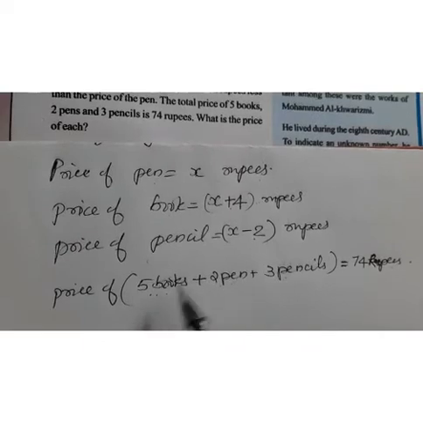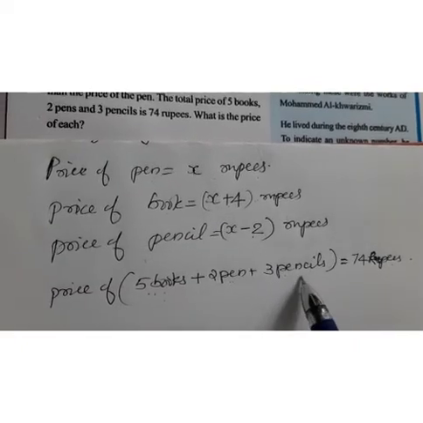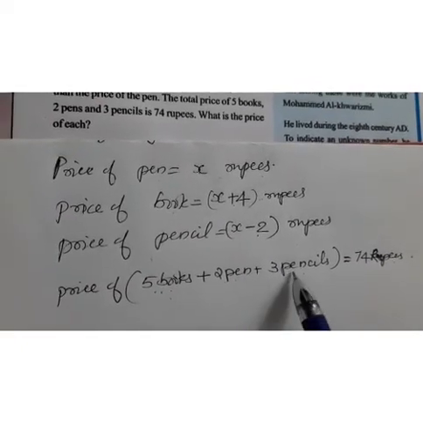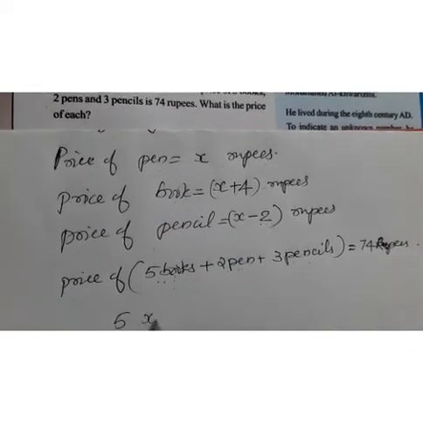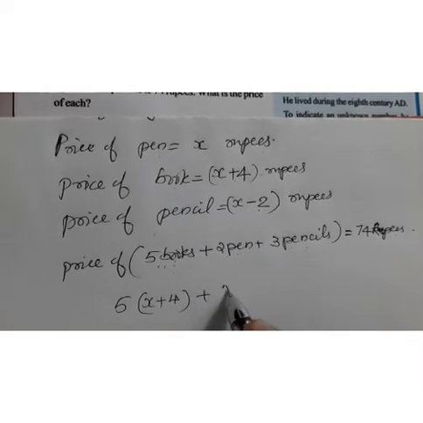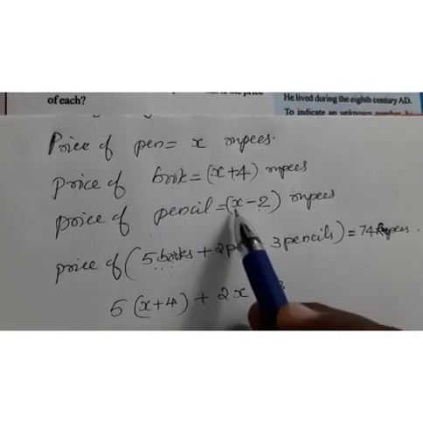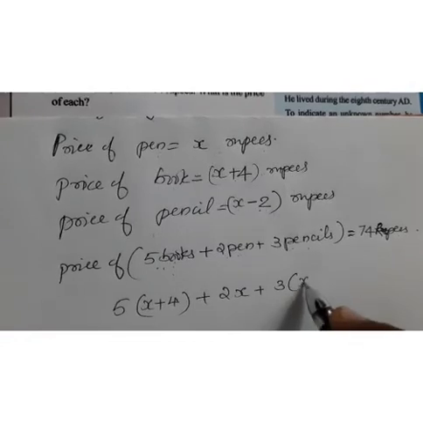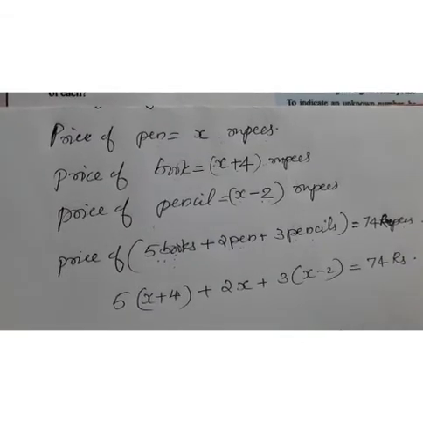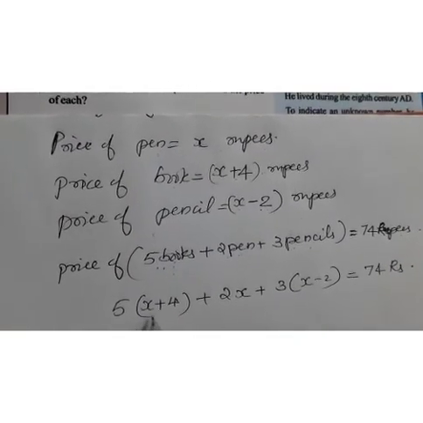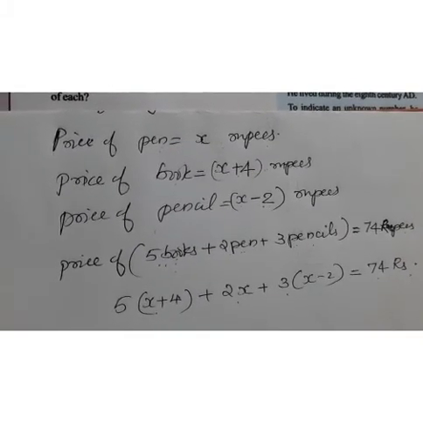Then what we have to do? We have to form the equation. The value of book is x plus 4. The value of pen is x and the value of pencil is x minus 2. So 5 into books: books is x plus 4, plus 2 into pen, pen is x, plus 3 pencils. The value of pencil is x minus 2. So 3 into x minus 2 is equal to how much? 74 rupees.